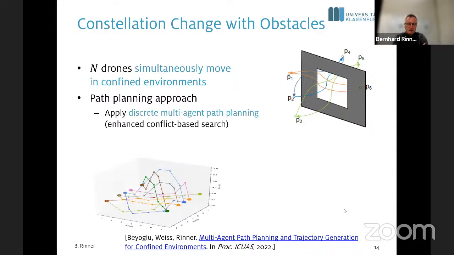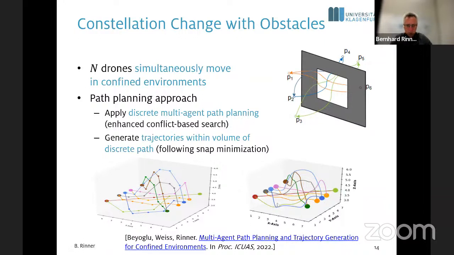We also used a very similar path planning approach, the two-step path planning approach. However, here we replaced the first initial planner. We used a discrete multipath planning approach. So basically, we used an enhanced version of conflict-based search where we discretized the environment and allow agents to move to neighboring grid cells, and depending on the path and the spatial constraints, different discrete paths emerge. And what you see on the bottom is one example of such a discrete plan. And then we also apply snap-based optimization as in the previous example, and achieve energy efficient and fast constellation changes in environments where there are obstacles.